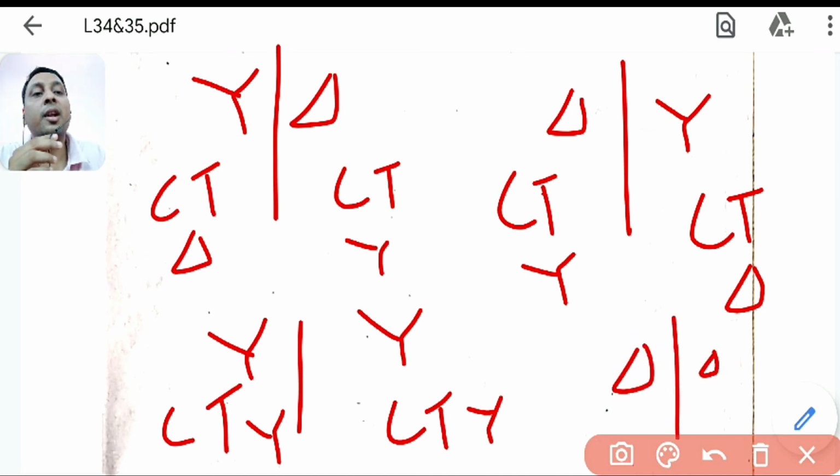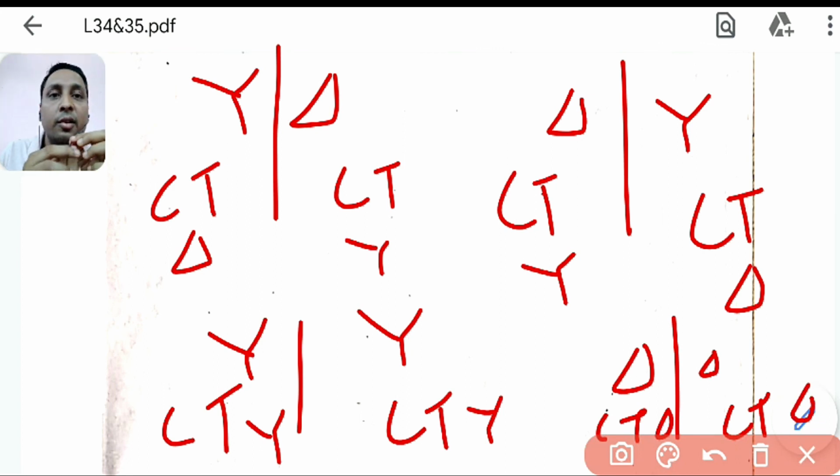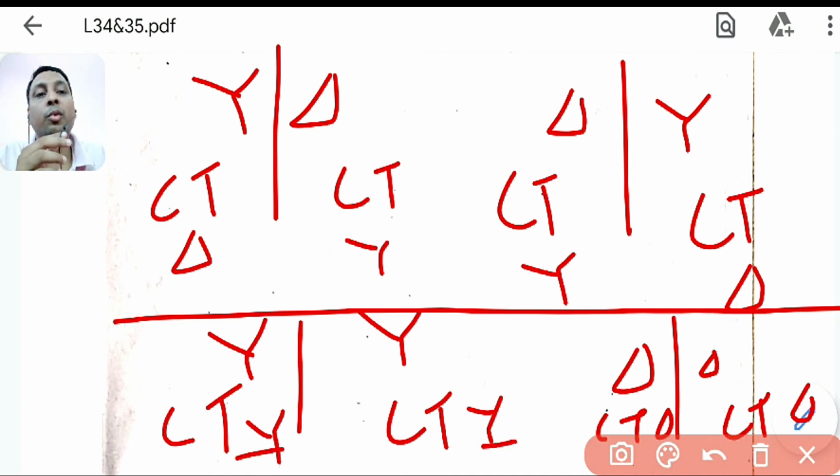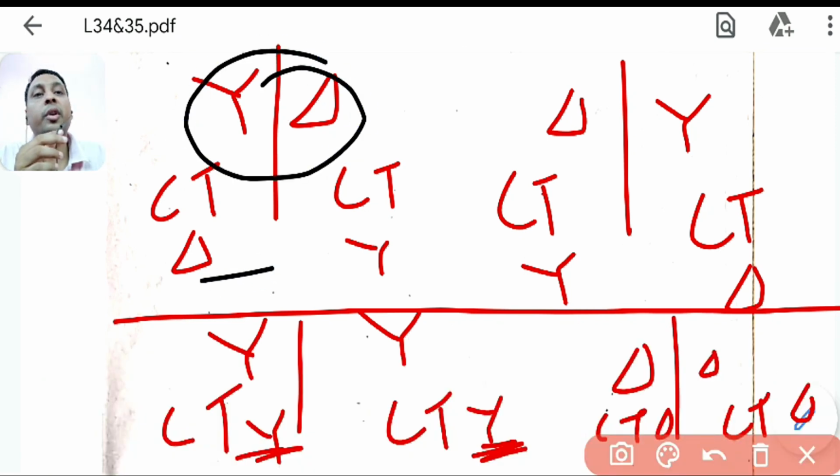Suppose your transformer is delta delta, so you can connect CT in delta, and here also CT in delta, or you can make both sides star, there is no issue. For these two there is no problem, you can keep both sides the same. Whatever CT connection you take on this side, that side should be the same. That's it. But there is a catch in these two types.